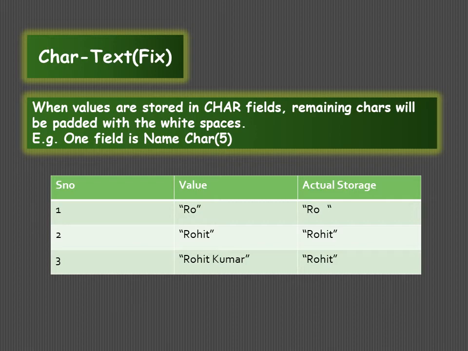Next, Rohit. How many characters are there? 5. What is the length specified for this name field? 5. What is the actual storage? 5 only. It means 5 bytes. Next, Rohit Kumar. Rohit has 5 characters. Kumar has 5 characters, and the space between Rohit and Kumar will also be counted. The total number of characters is 11. But the length specified by us for the name field is 5. So will the actual storage be Rohit or Rohit Kumar? Rohit.